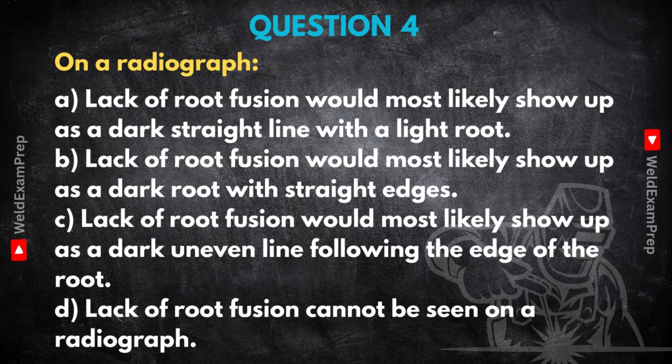Your options. A. On a radiograph, lack of root fusion would most likely show up as a dark straight line with a light root. B. On a radiograph, lack of root fusion would most likely show up as a dark root with straight edges. C. On a radiograph, lack of root fusion would most likely show up as a dark uneven line following the edge of the root. D. Lack of root fusion cannot be seen on a radiograph.